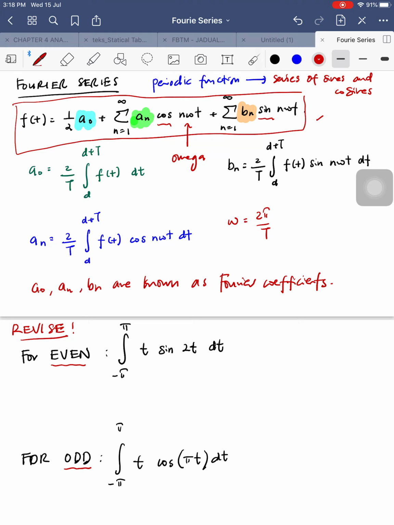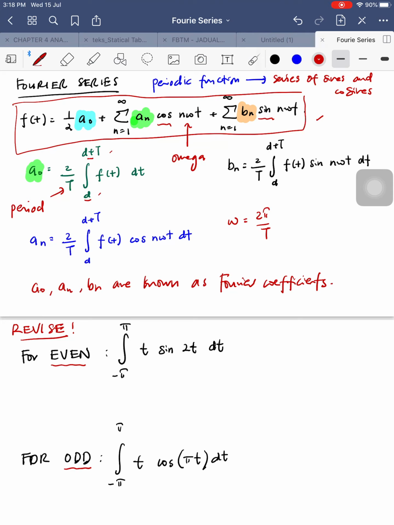Alright, and each of them has an individual formula. For example, if you were to start with a naught, this is going to be the formula for a naught. It is given by 2 over capital T. Remember, you have come across the symbol capital T before. It is the value of the period, and the integral from d to d plus T. This value of d and d plus T will come from the question itself, of the function f of t dt. So when you integrate and substitute the lower and upper limit, you will get the value of a naught.